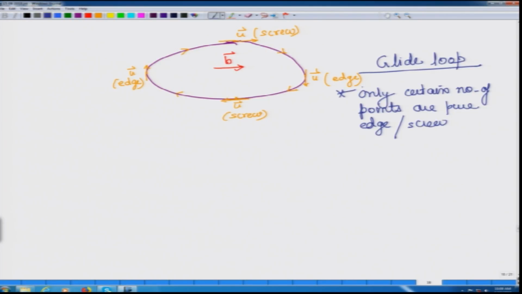I hope that you can now realize from this that most of it is actually mixed. Most of it, other than these points. So, everything other than these points is a mixed dislocation.